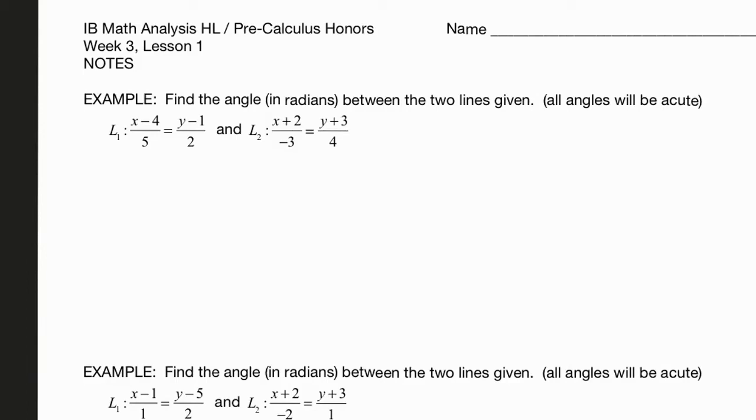Week 3, lesson 1. All right, so if you read this example, we're trying to find the angle in radians between two lines that are given. And notice that the angle has to be in radians, and it has to be acute.